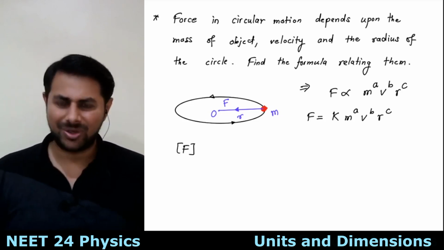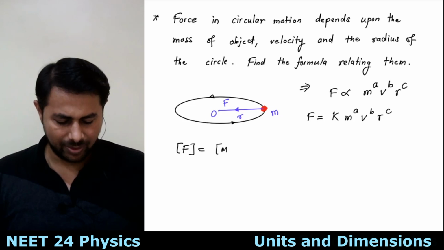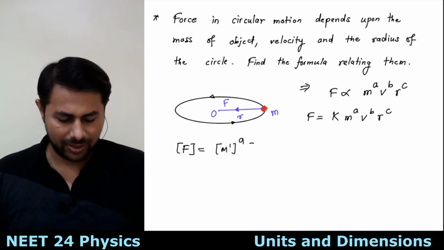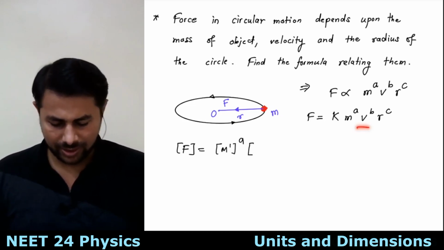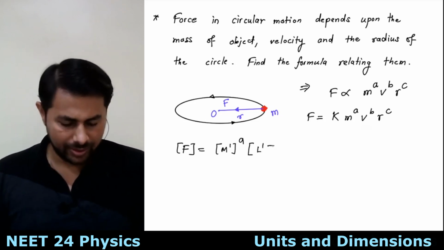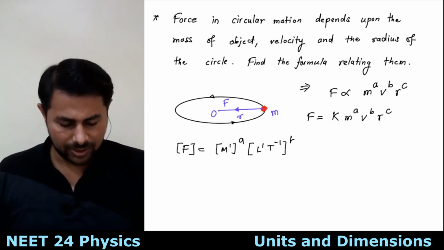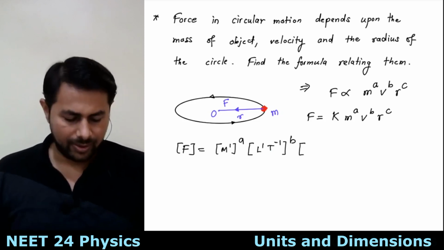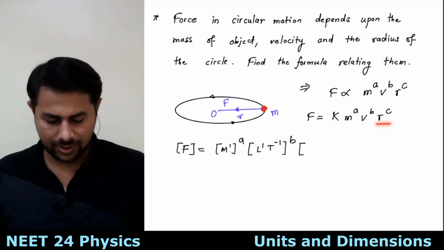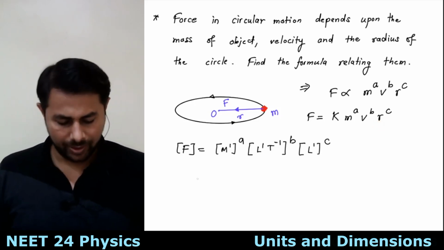Even after this, you write dimensions on both sides. On the left hand side you have force, on the right hand side you don't need to write k. You have mass to the power a, so the dimension of mass is M only, or M raised to 1, to the power a. Then you have velocity. Velocity is L to the power 1, T to the power minus 1, raised to b. And then you have length, the radius, so it's L raised to 1, to the power c.